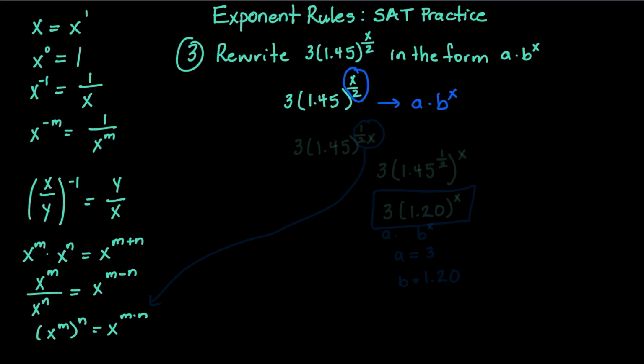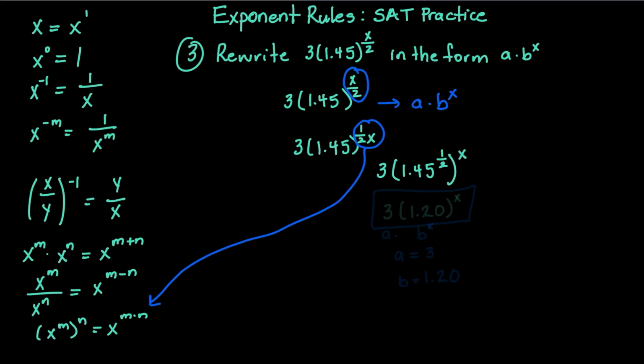Well, I'm going to use a little finesse and remember x over 2 is the same thing as 1/2 times x. Well, 1/2 times x means I have two things in my exponent multiplied. So that means that was our power to a power rule. What that tells me is I can rearrange these so I have 1.45 to the 1/2 raised to the x power.